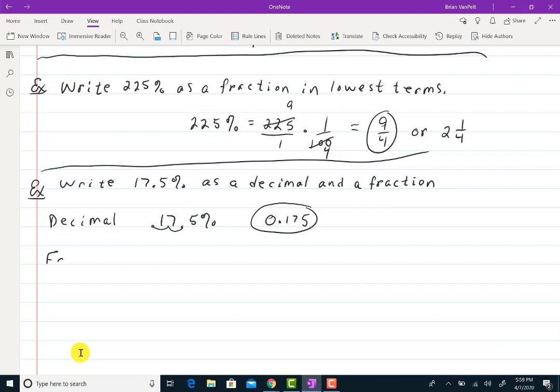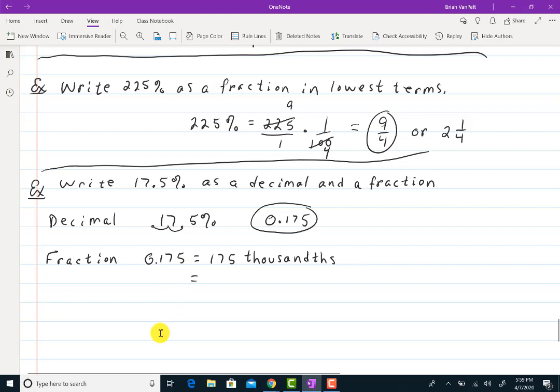As a fraction, just say 0.175 equals 175 thousandths. That's because the 5 here is in the thousandths location. So this equals 175 over 1,000.